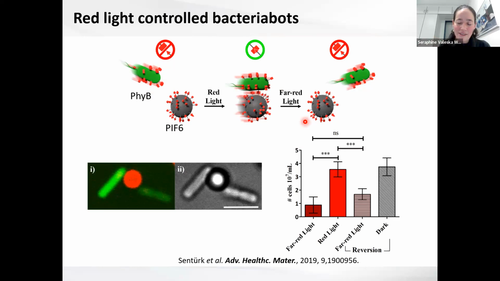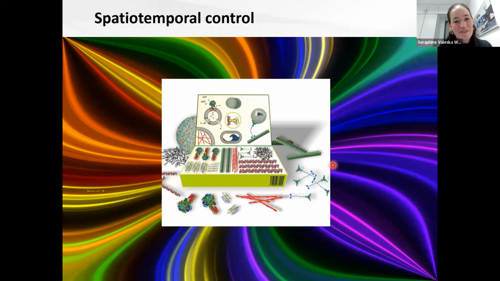So we think that by building in communication between these bacteria and their cargo, we can generate smarter and autonomous bacteria bots. So yeah, I hope that the examples that I've given you have convinced you that photoswitchable proteins would be a valuable addition to our synthetic cell toolbox.